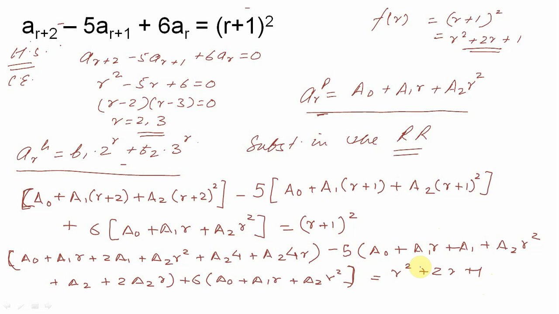On the right hand side, I have terms that involve r square, terms that involve r, and terms that do not have any r in them. On the left hand side also, I have terms that involve r square, terms that involve r, and then terms which do not have any r, like this a0 and like this 2a1 and so on. So all I have to do is equate the three different types of terms.